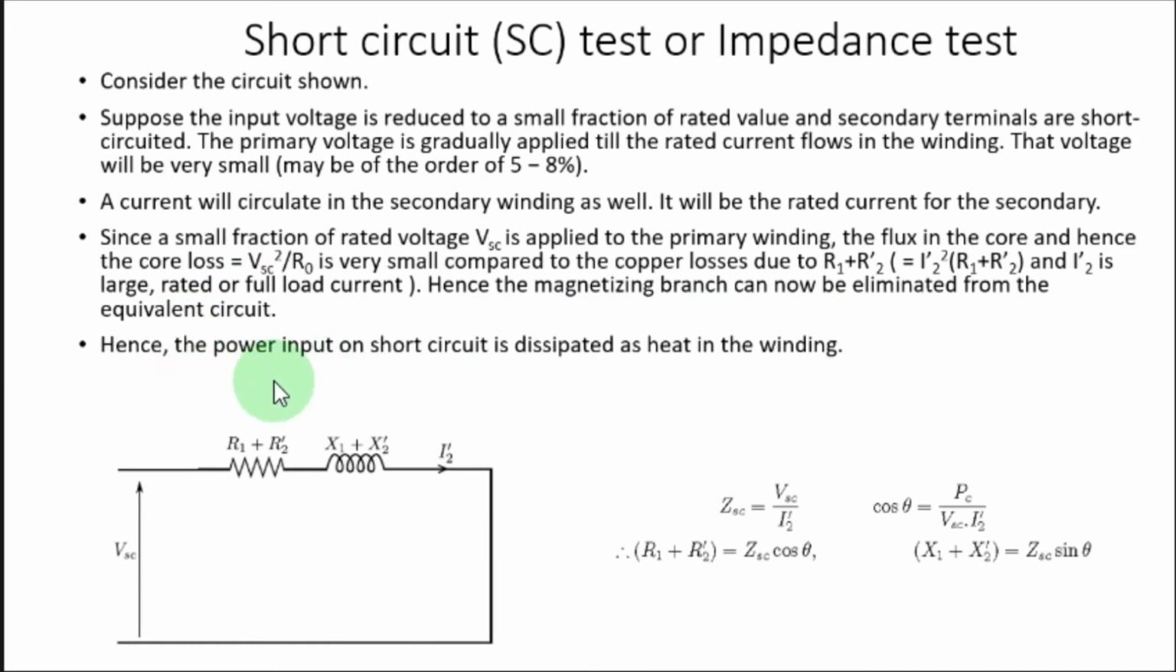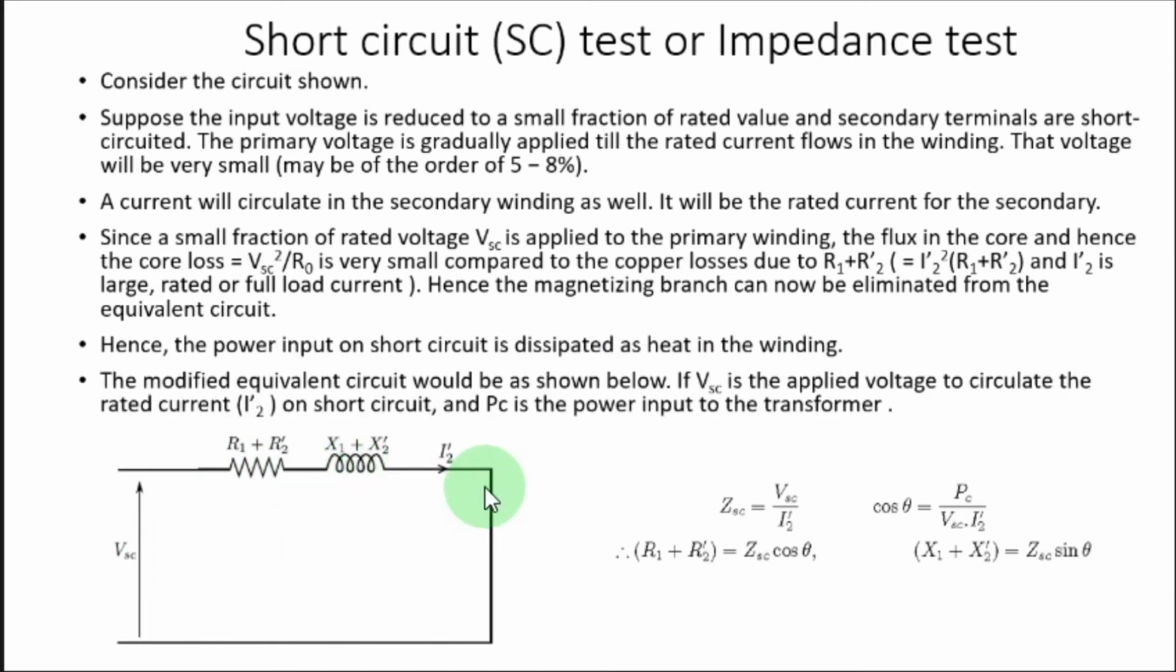Hence the power input on short circuit is dissipated as heat in the winding. So whatever power you give here, input on the short circuit is dissipated as heat in the winding. So all the power will be dissipated here, right? The modified equivalent circuit would be as shown below. So this is the modified equivalent circuit.